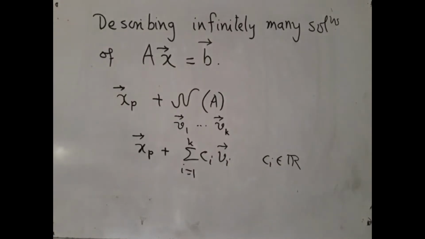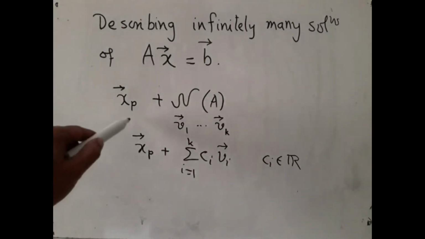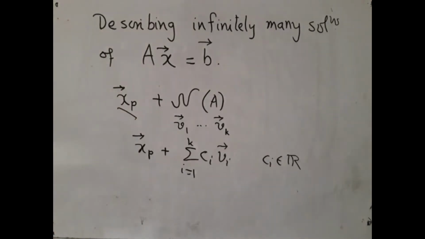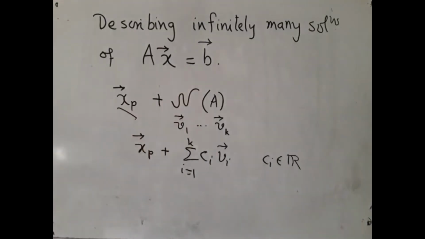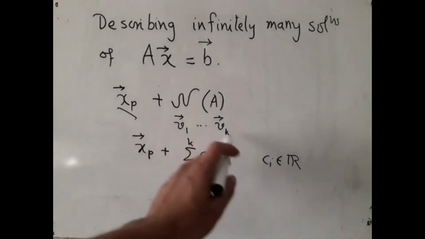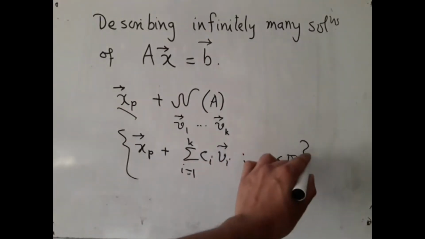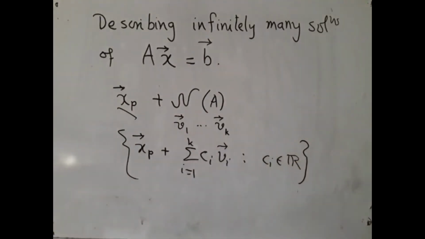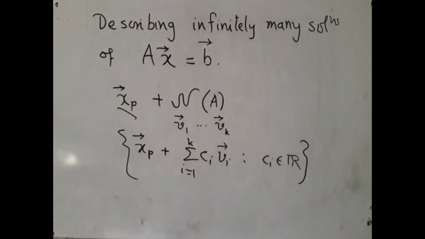So that is the final way of describing the infinitely many solutions. It is an interesting fact that though there are quite a few arbitrary choices, like which particular solution you take, which particular basis of the null space of A you take, still this description is always the same. So if I consider this set, it is invariant under the choice of the particular solution and the basis.